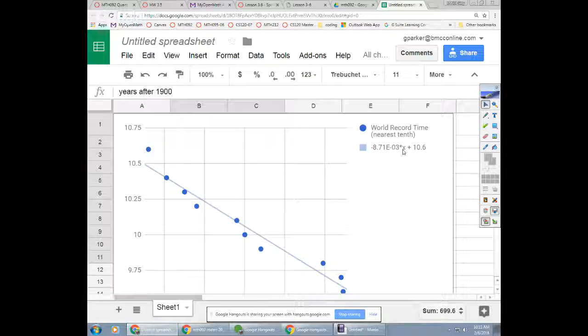So what does this tell me here? That tells me if I plug in 0 for x. What is x in this situation? Years since 1900, so that would be 1900. So in 1900, the time it took to run this race should have been around 10 seconds. 10.6 seconds is what that tells me right there. And the slope tells me how it changes per year. So it's dropping by a certain amount of seconds per year. So we're going to expand that out and see what it means.